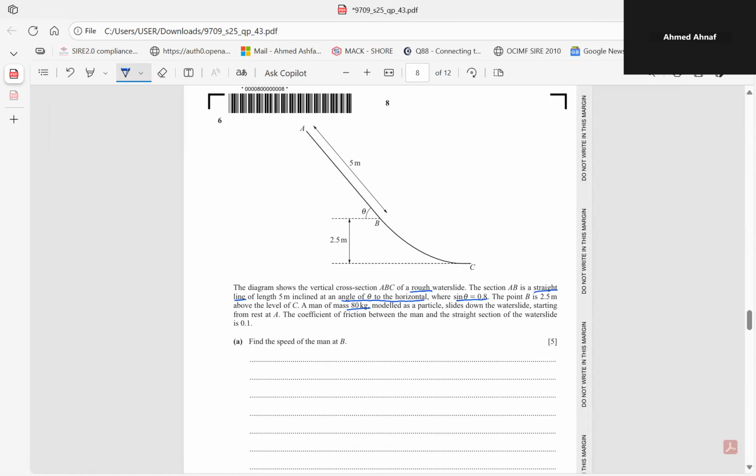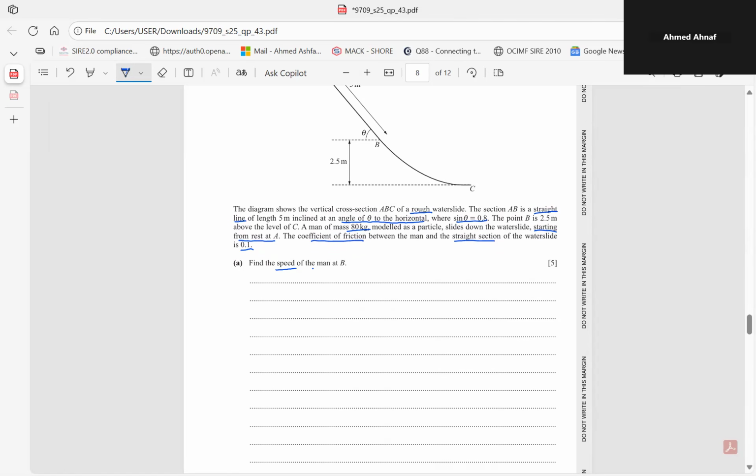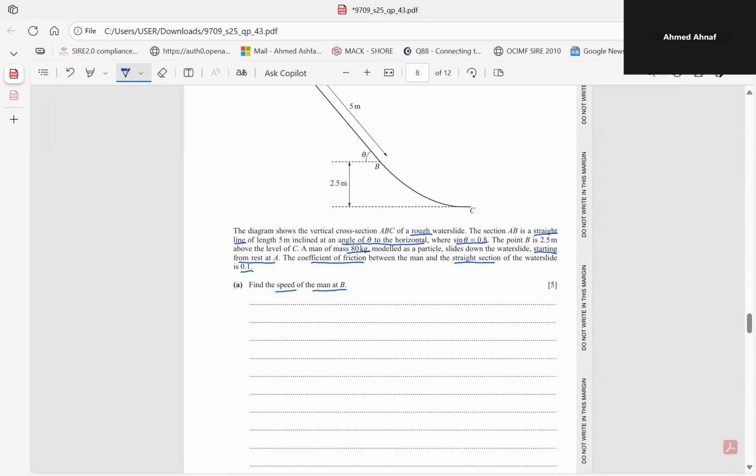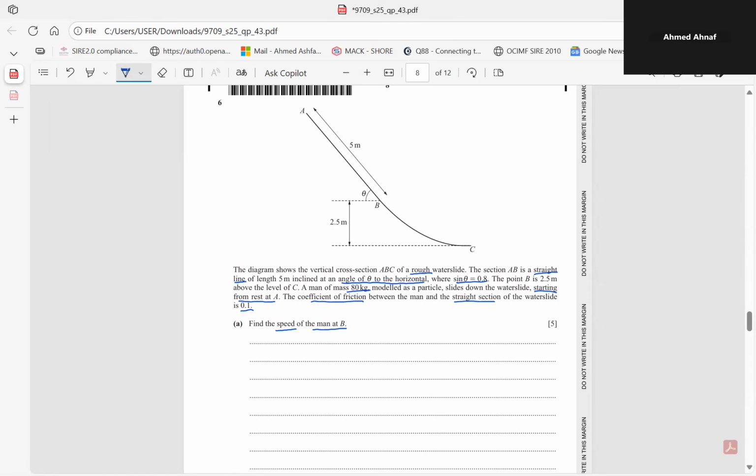A man of mass 80 kg, modeled as a particle, slides down the water slide, starting from rest at A. The coefficient of friction between the man and the straight section of the water slide is 0.1. For the first part, we have to find the speed of the man at B. All right, so to do this, let's first identify the forces acting on the man.